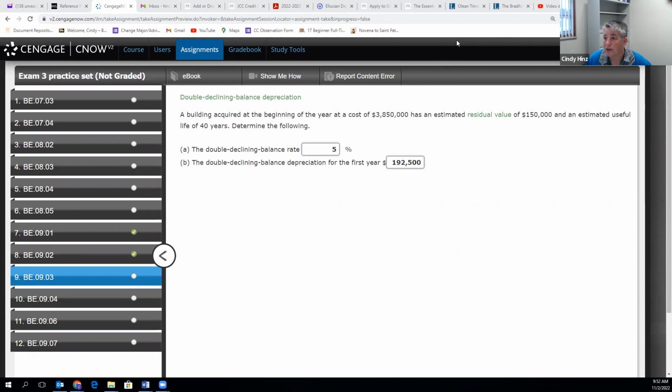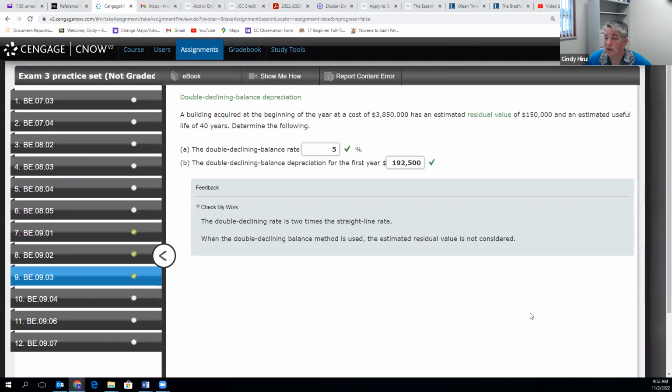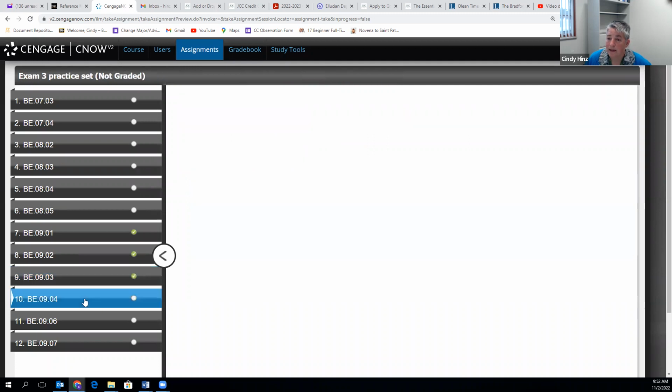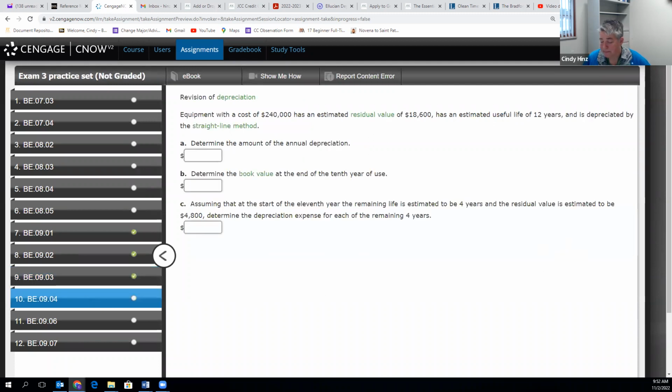So I should get my green check marks. Maybe I can do that. Get my green check marks in there. Any questions about double declining balance? Okay. So let's move on then.